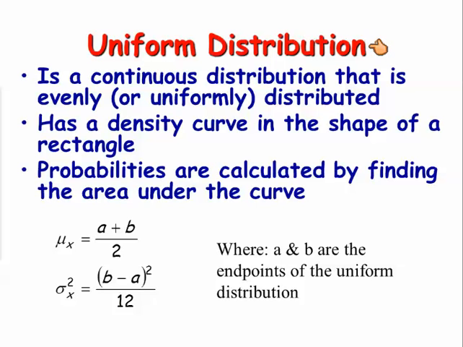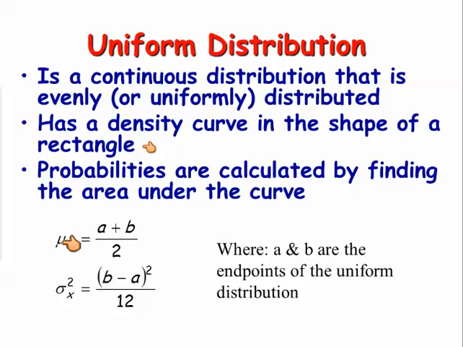One of them is called a uniform distribution. This is a continuous distribution that is evenly or uniformly distributed. It has a density curve in the shape of a rectangle. It just looks like a big old rectangle out there. The probabilities are calculated by finding the area under the curve. So we could actually find the area of the rectangle, right?